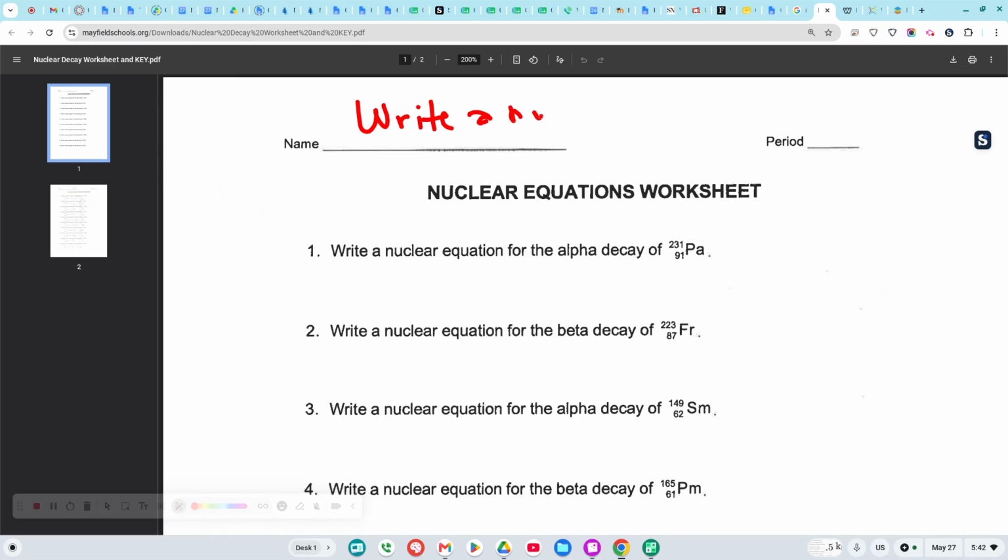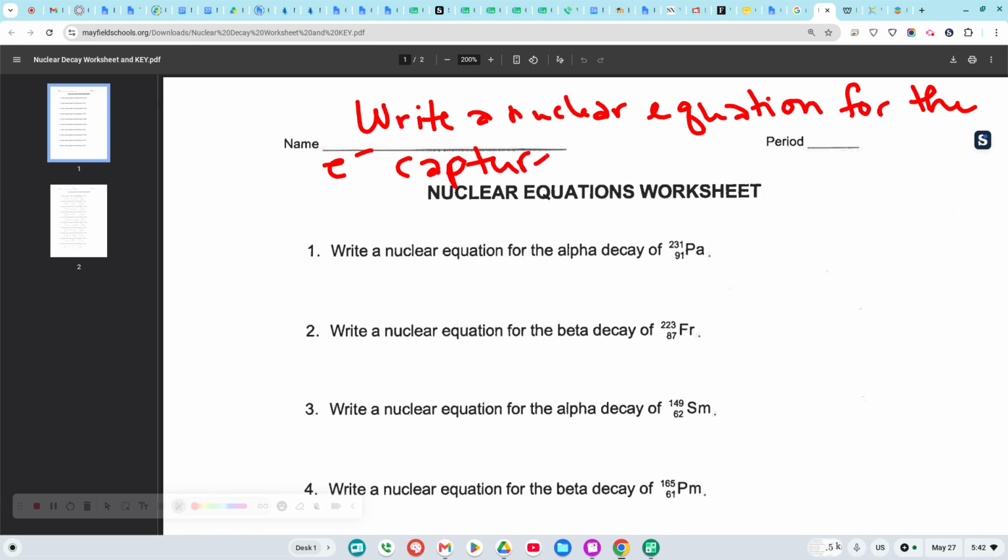Write a nuclear equation for the electron capture of, and we can do here with our francium, it'll just be the opposite. And that was actinium, 227, and 89.